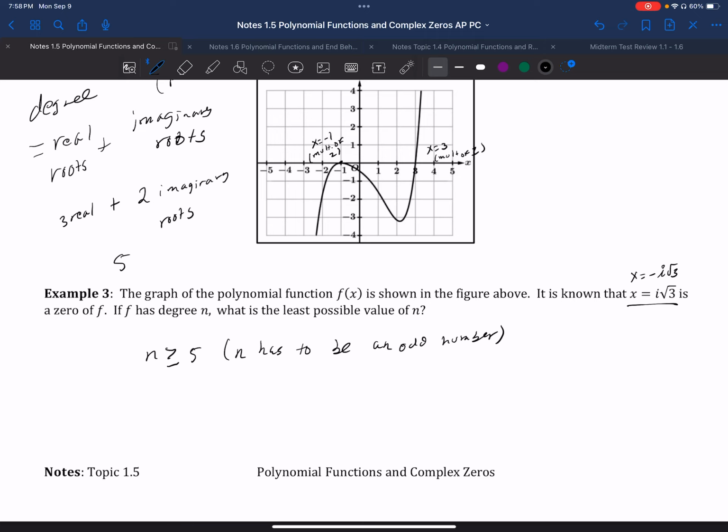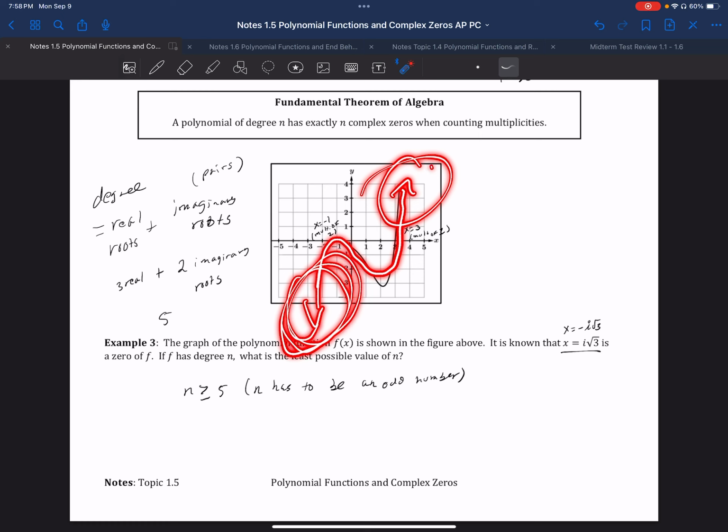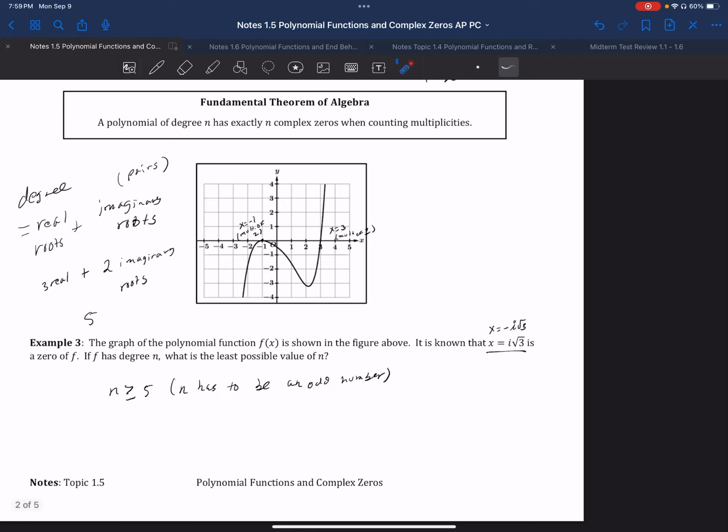We'll talk later on why it has to be an odd number, but very quickly, this is going to be an odd degree function because if you see the endpoints are opposing, they're pointing at opposite sides. If it was an even function, they will both be pointing at the same direction, which we will talk about a little bit more in 1.6.